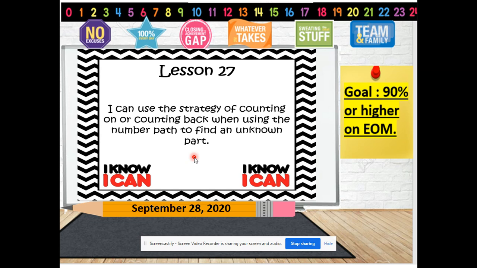It's Eureka time. Today, we are going to be doing lesson 27. Our objective for this lesson is: I can use the strategy of counting on or counting back when using the number path to find an unknown part. Today's lesson is going to review lessons 26 and 25 of last week. We're going to see which strategy is more efficient, which is the easiest or fastest strategy to use, either counting on or counting back, in order for us to find our unknown number.